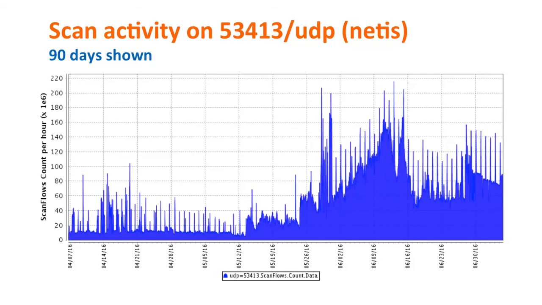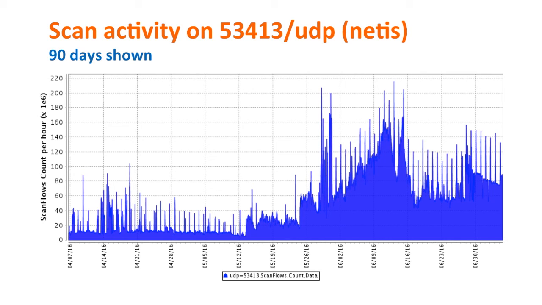So UDP is a connectionless protocol. The attackers, if they wanted to, could just spoof it as localhost as the source IP. Not that that would route very well, but in any event. We have seen increased scanning on this. It's tapering down a little bit, but it's still pretty high.